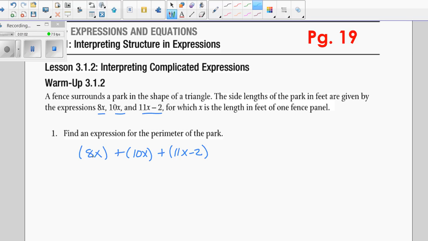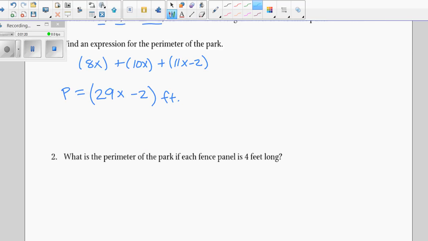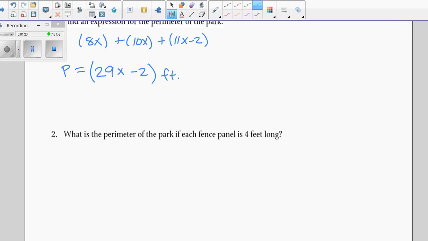If you combine your like terms, 8, 10, and 11 makes 29x, and then minus 2. So this expression is your perimeter, and they tell you that this is in feet. So perimeter is equal to 29x minus 2 feet. All right. What is the perimeter of the park if each fence panel is 4 feet long? So they're telling you that x is 4. So then that means we're going to do 29 times 4 minus 2, which equals 114 feet for the perimeter.